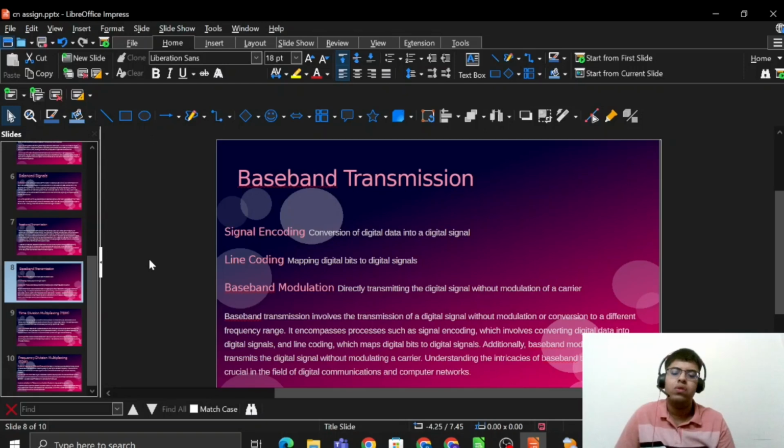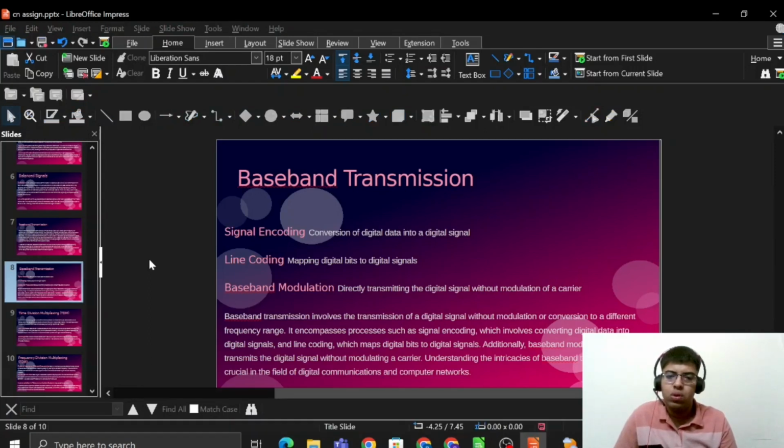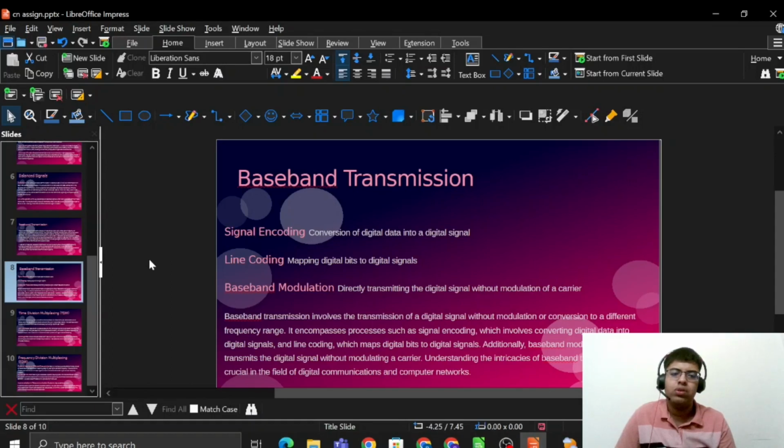Now, this involves the transmission of digital signal without modulation or conversion to a different frequency range. And so, it involves the conversion of digital data into digital signals and line encoding, which maps digital bits into digital signals. Now, why is it important? It is important because this is a crucial field of study in digital communications and computer networks.